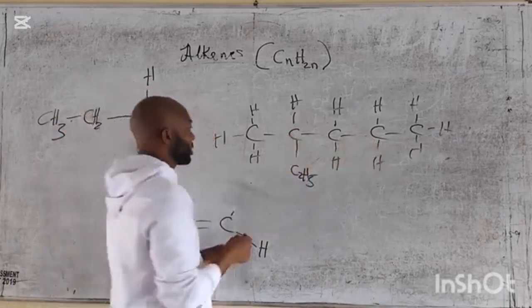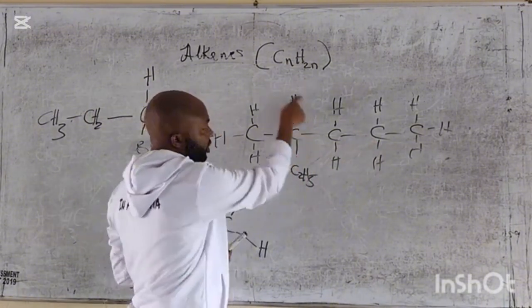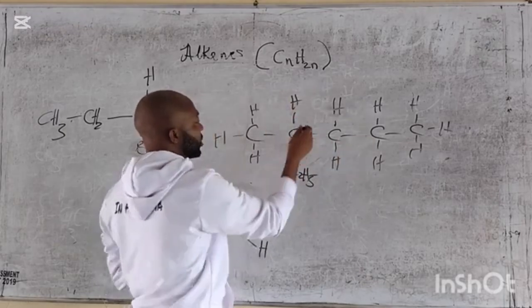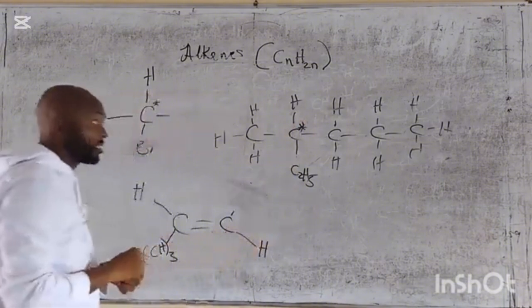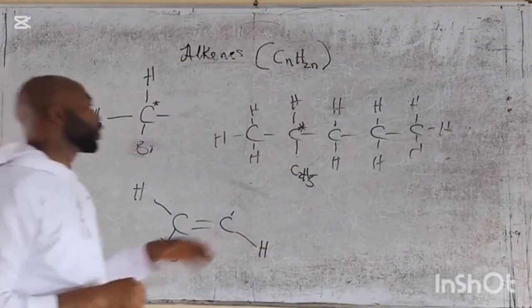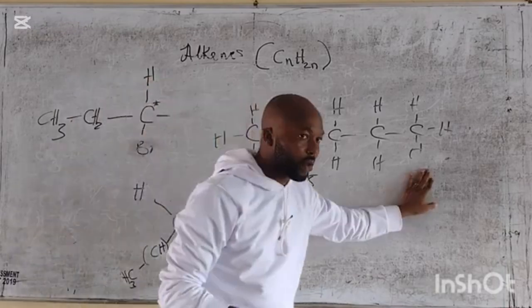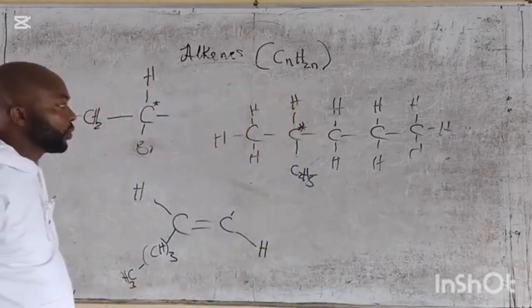Okay, let's look at this. It has an ethyl, it has a hydrogen, it has a propyl, it has a methyl. So this carbon is the chiral center. So it's the chiral carbon. Therefore, this compound is optically active. That is how you know.